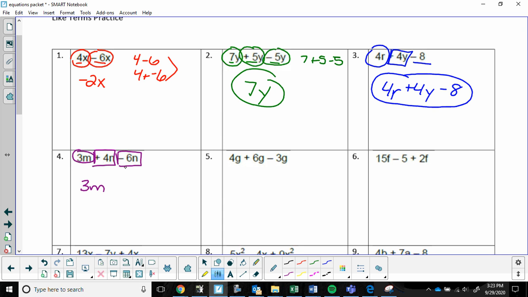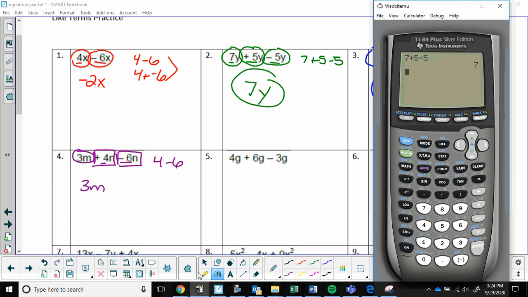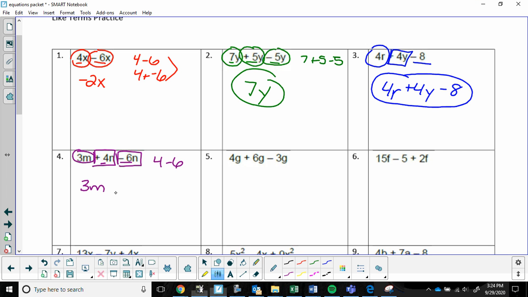So 4n and minus 6n are like terms. Go ahead and combine. So we look at the coefficients, 4 minus 6. So in your calculator, or in your head, be careful with the negatives. 4, you type in minus 6, and you get negative 2. So when you go back in here, you would write negative 2.